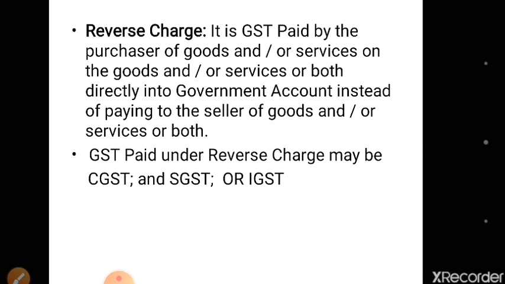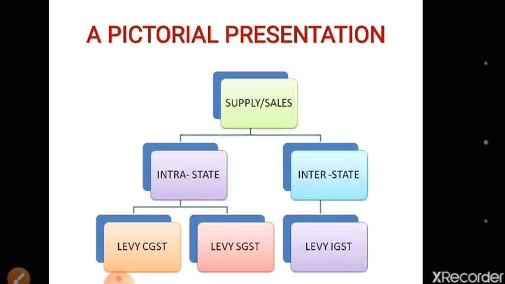GST paid under reverse charge may be CGST and SGST or IGST. There is a pictorial presentation of it. Supply or sales: when it is intrastate, two types of GST will be levied, that is CGST and SGST. If interstate supply is done, only one type of GST, that is IGST. IGST is double of CGST or SGST.